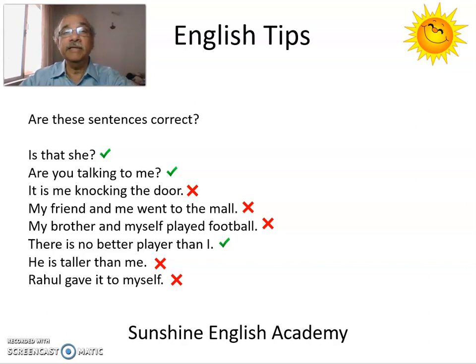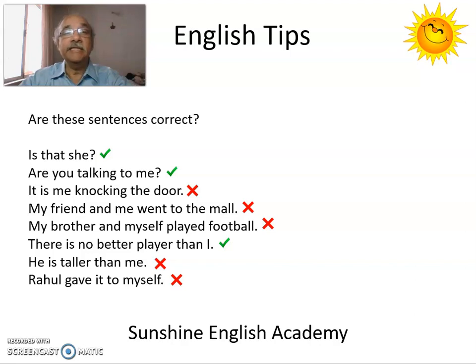There is no better player than I. Correct. I is the subject of the sentence. When we begin sentences with words such as there is, then the subject can come after the verb. He is taller than me. Sounds right. But no, he is taller than I, because in this sentence there is no object. Because there is no action, there is no object, and therefore both he and I are subjects.